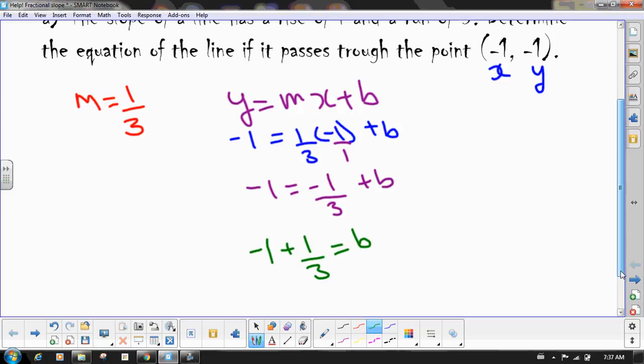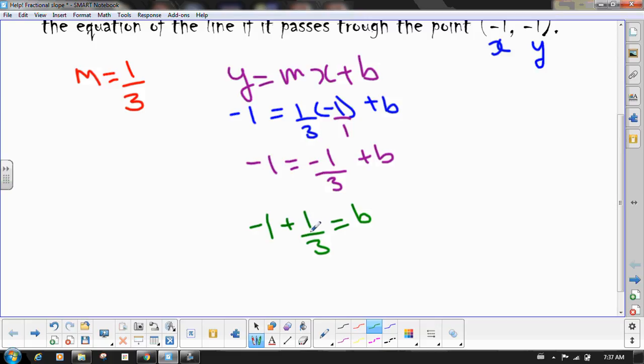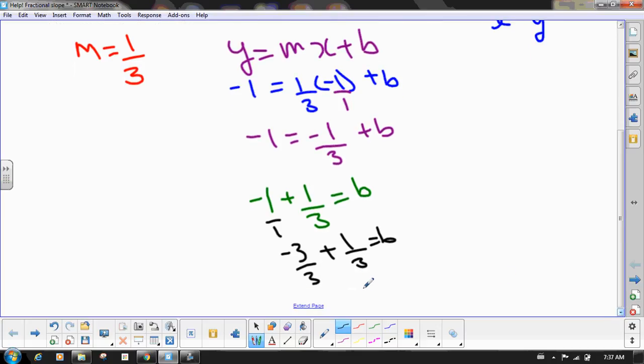Now we're really happy because we got the b by itself, but we still have to clean up that -1 plus 1 over 3. Common denominator is our next step. So common denominator between 1 and 3 is 3. So we get -3 over 3 plus 1 over 3 equals b. So we do our integer addition here with the numerator since we have -3 plus 1. So -2 over 3 equals b. There, we have everything we need for our equation. So our final therefore statement: y equals 1 over 3x minus 2 over 3.